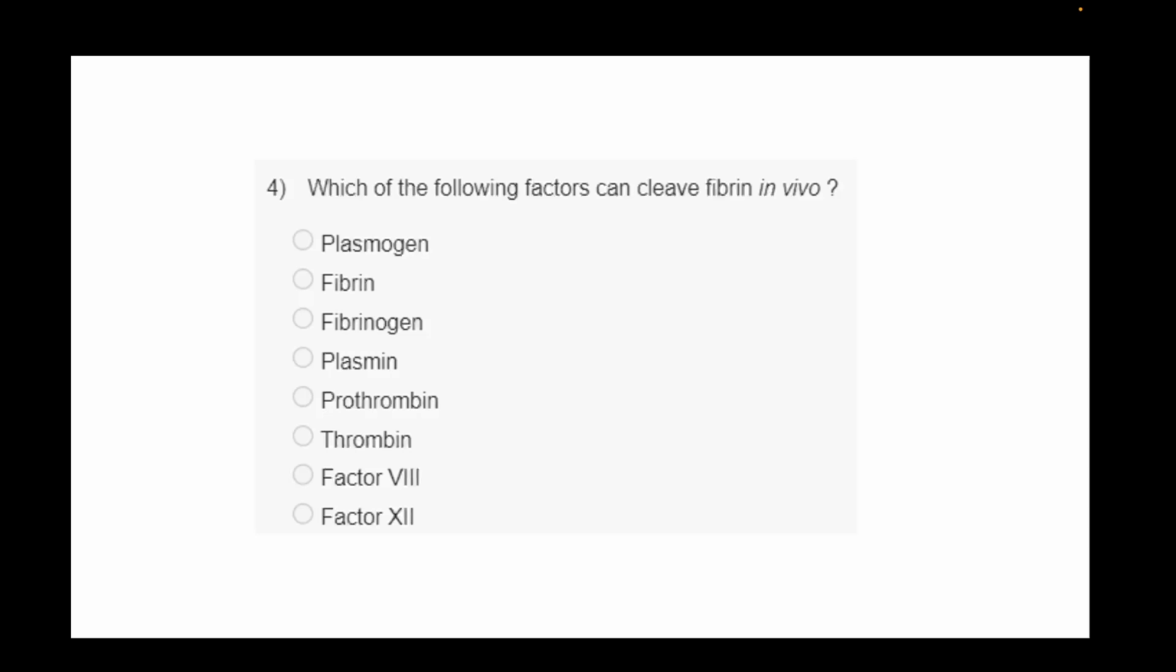Moving on to the next question. Which of the following factors can cleave fibrin in vivo? Repeat the question. So next question is, which of the following factors can cleave fibrin in vivo? And the options are plasminogen, fibrin, fibrinogen, plasmin, prothrombin, thrombin, factor 8 and factor 12.